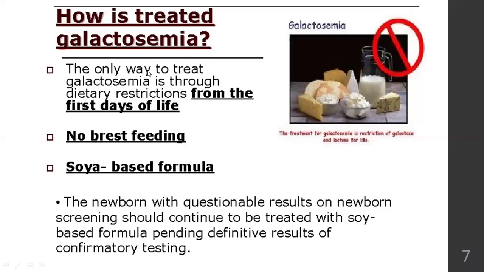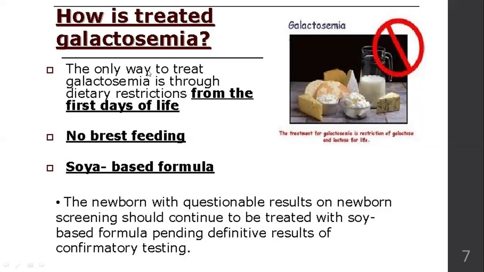Okay, don't think that, we have given the child's blood sample for test, and till we get the results, we'll continue breastfeeding. Don't do that. If you think that there is a chance that the child may be galactosemic, immediately stop breastfeeding or any lactose-based formula. Immediately stop it and switch to soy-based formula. Okay, non-lactose formula.